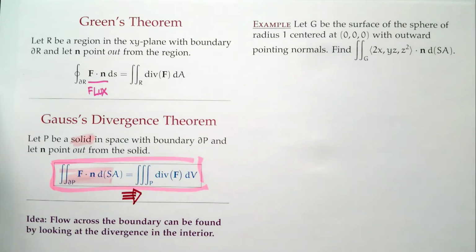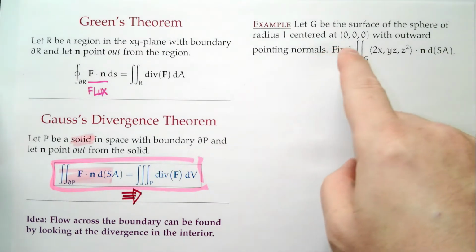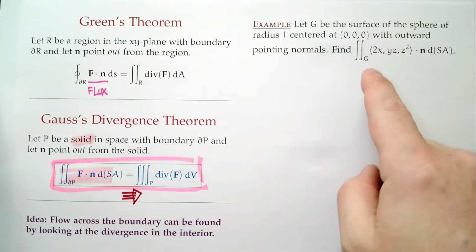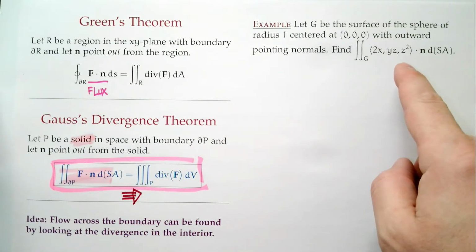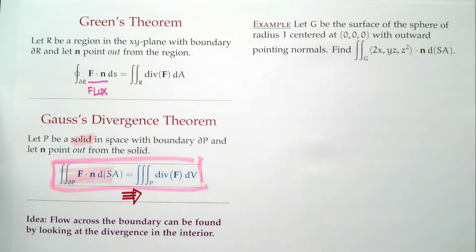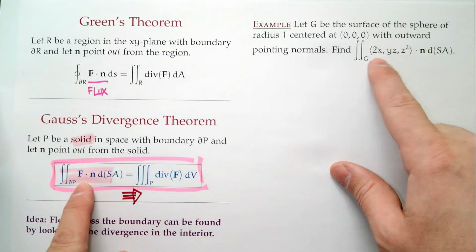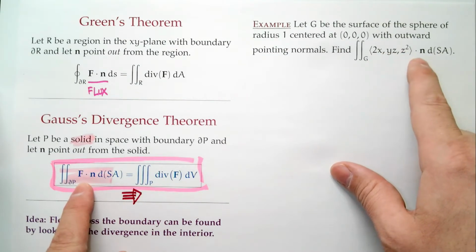So our first example. Let G be the surface of the sphere of radius 1, centered at 0, 0, 0, with outward pointing normals. Find the integral on our sphere G of (2x, yz, z squared) dot n dS. So you can see we're in the right setting because we have this function F. So in our case, this is our F, (2x, yz, z squared), dot n.